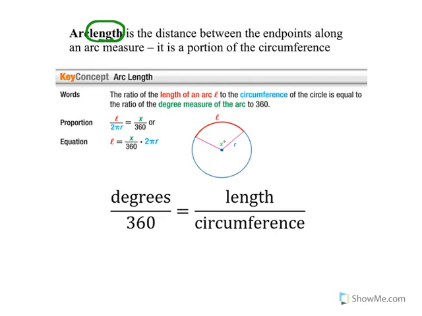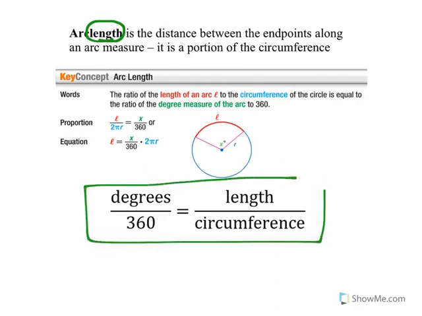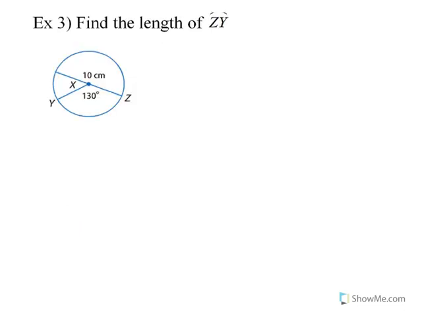Here is the formula that you need to know for arc length. When I say you need to know, I mean you're going to have it in front of you for everything that you do, but you want to know how to use it. And basically it's saying part over whole, part over whole. So the ratio of the length of an arc to the circumference is equal to the degree measure of the arc over 360. So it's a part of the circumference over the circumference equals the part of the angle over 360, the total angle measure. And let's see how to use this in these last 2 examples.